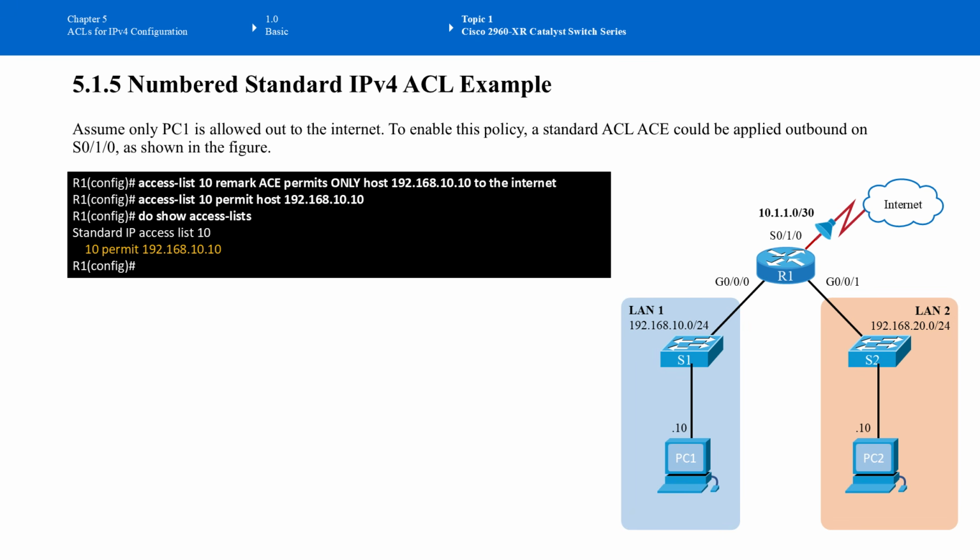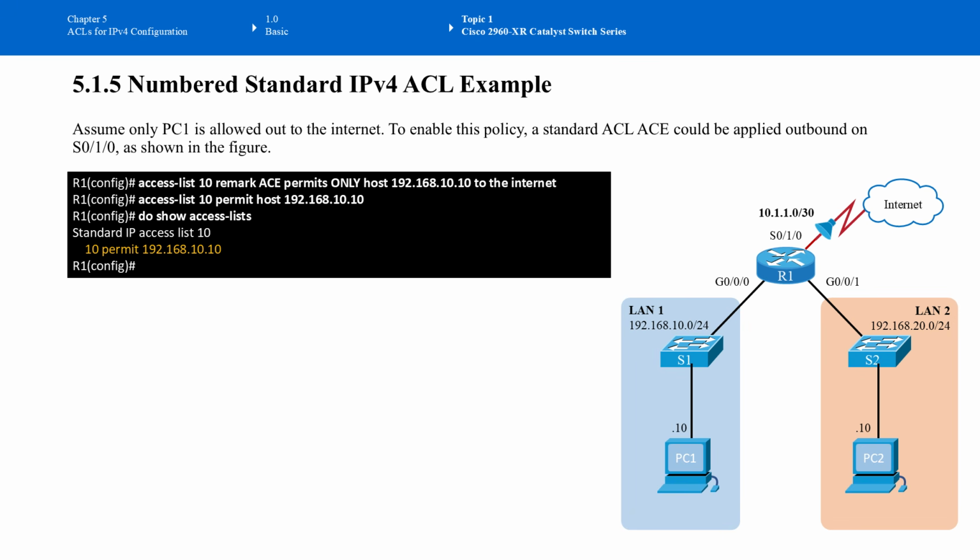ACL 10 is a standard numbered ACL. Remark is a description to document the purpose of the ACL. Permit host 192.168.10.10 permits traffic only from host 192.168.10.10. Host 192.168.10.10 is equivalent to 192.168.10.10 0.0.0.0. Every ACL has an implicit deny any at the end. Therefore, all other source IP addresses are denied by this ACL.